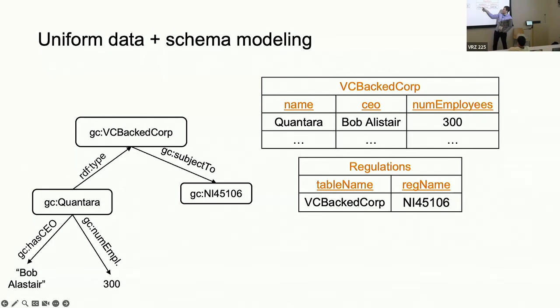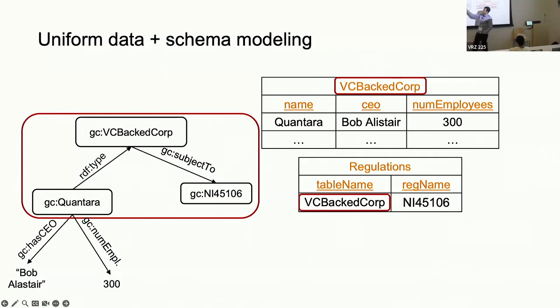The common value is the record's value here with the table name, but that's not how you join things in SQL. Whereas if you look at RDF, they're kind of naturally connected, right? So you can, for example, understand that Quantara is subject to this because it's a type of VC-backed corporation. That's a triple, and you can just do another join and get to GC and NI 45-106. So that's one advantage of this type of flexible information modeling: the schema and data are not really clearly separated as in other systems, so you get this flexibility.